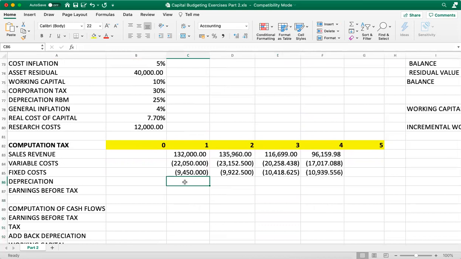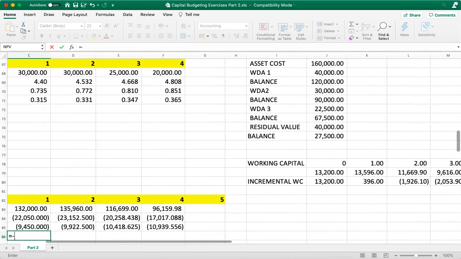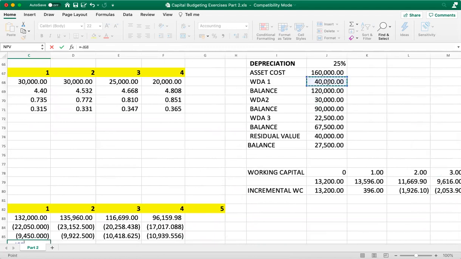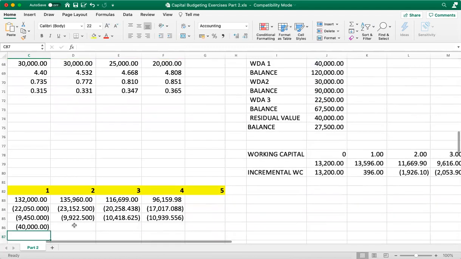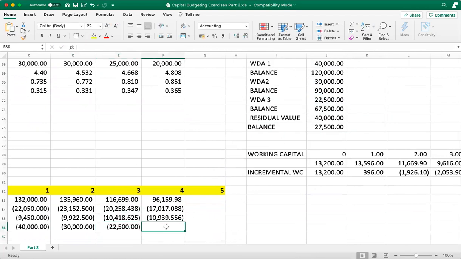Next, we pick depreciation, so equals minus. We pick our depreciation figure for first year, which is 40,000. Then we go to the next depreciation figure, year 2. Then year 3 equals minus, year 3 is 22,500. And then finally, year 4, we pick the balancing charge of 27,500.